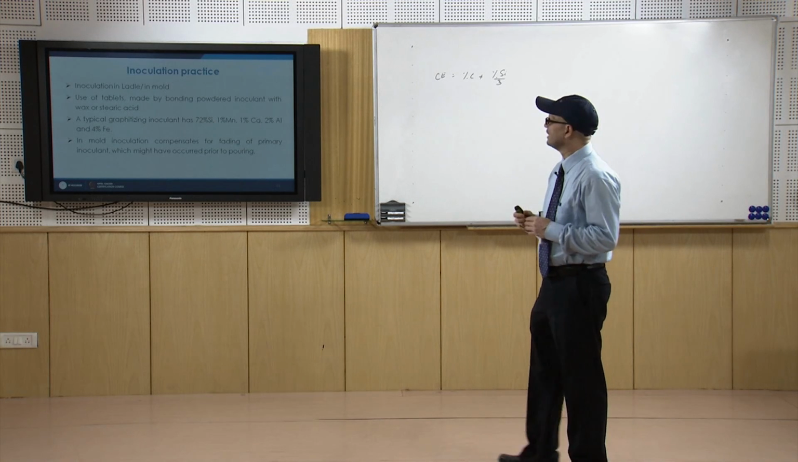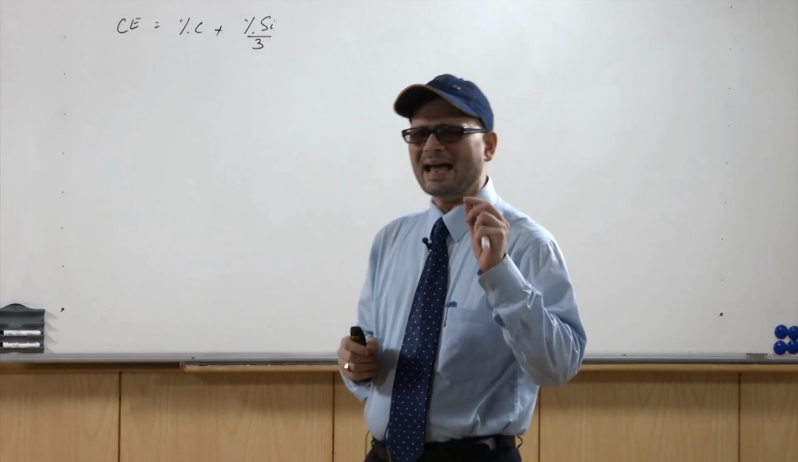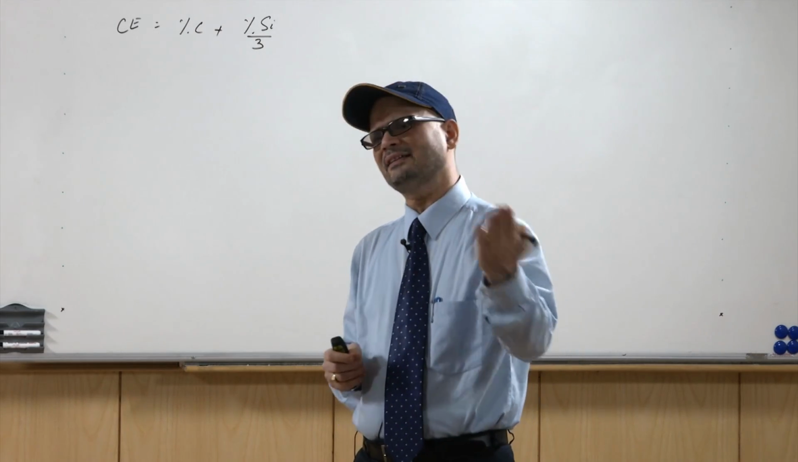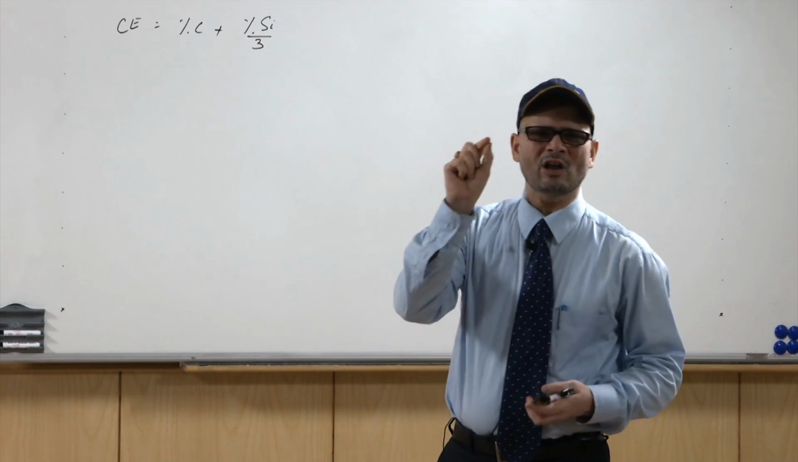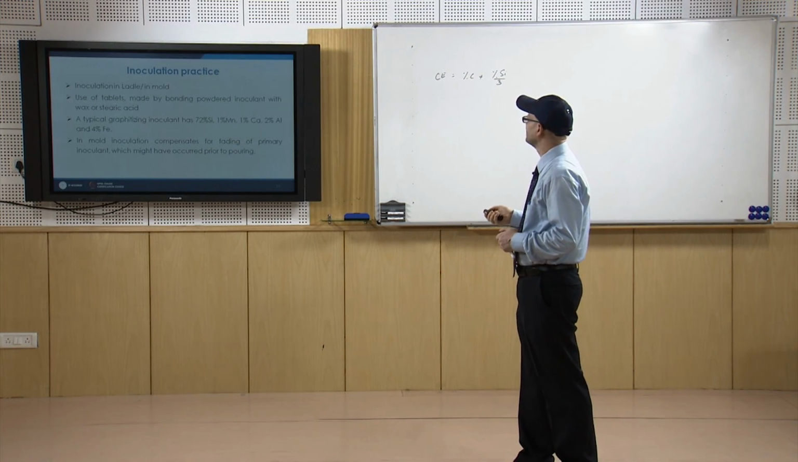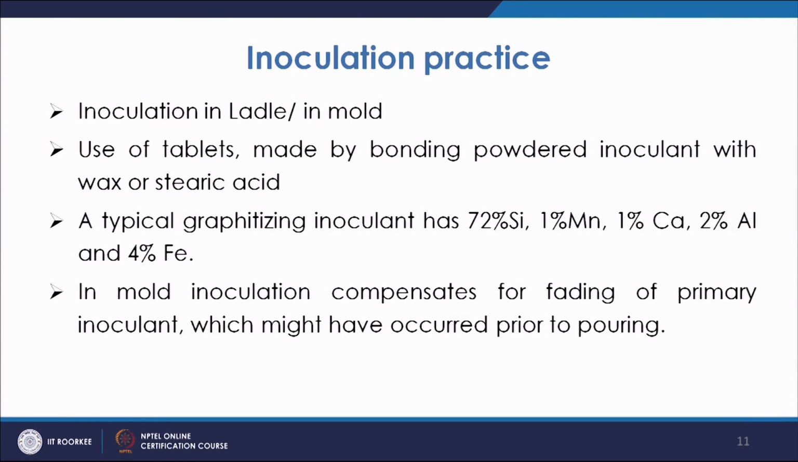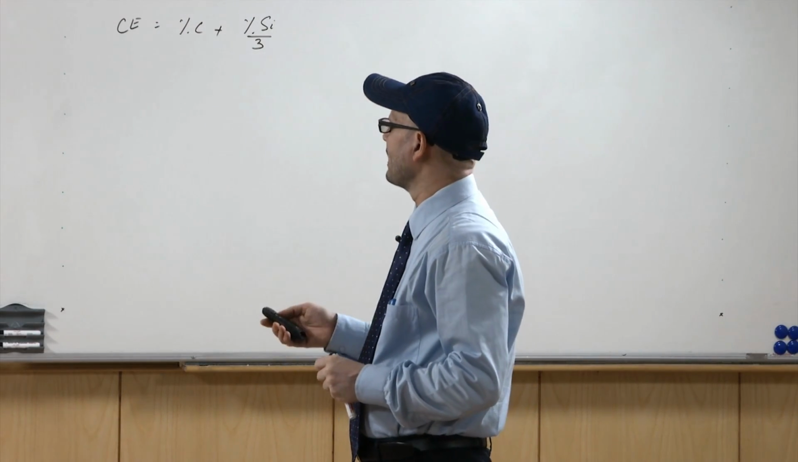So, what is the practice? The practice is that inoculation may be done in the ladle or in the mold. In the ladle you add the inoculants and then bring it. You may use tablets. These inoculants are in the form of tablets, normally with ferrosilicon as the inoculant, where silicon is normally 72%, manganese, calcium and aluminum 1 and 2%, and 4% of iron, bound with stearic acid. Then you make a tablet of it and put it in.